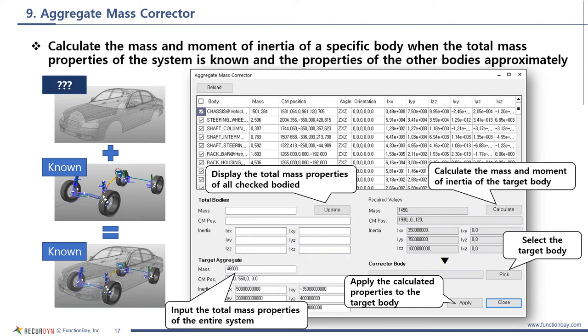Usually, in vehicle concept simulation, total vehicle mass and inertia is set as a fixed value, and other design changes are applied, such as hardpoint in suspension, stiffness and damping. In this case, the total mass and inertia value should be the same as the fixed design value. This function can calculate chassis body mass and inertia to satisfy the total mass and inertia condition. I will show you how to use aggregate mass collector on the next page.